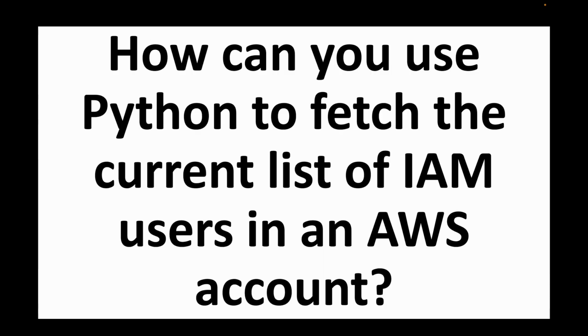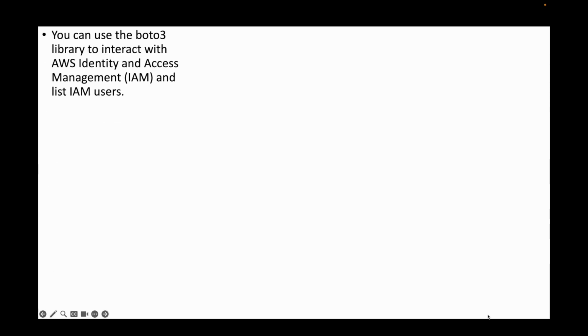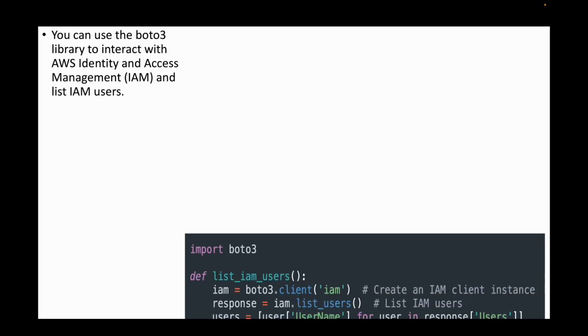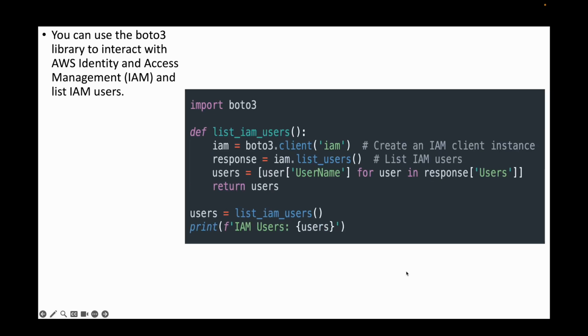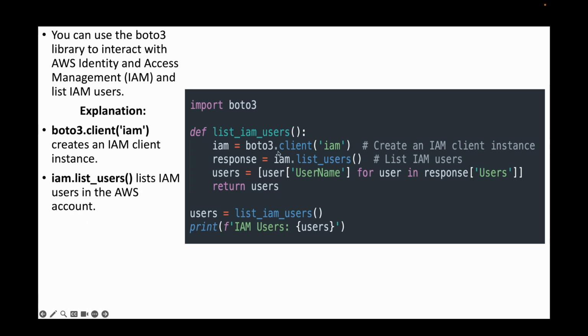The next question we have is, how can you use Python to fetch the current list of IAM users in an AWS account? So again, for this, we make use of the Boto3 library, which will allow us to connect to the AWS services and interact with the AWS services. So here is an example script that I have. So in this case, we are creating an instance to the IAM service using Boto3, and then we are listing the users. So you'll have this existing method.